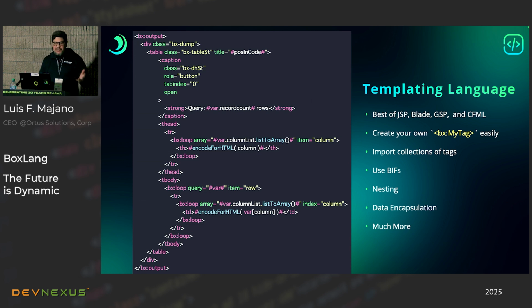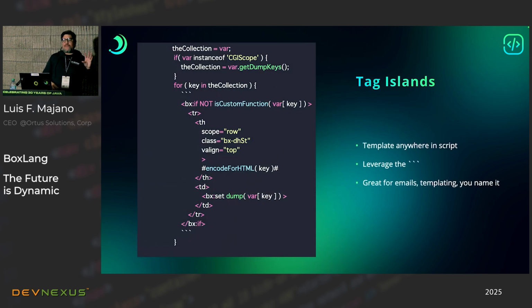You can import collections of tags, for example. You can use headless functions. You can do nesting and data encapsulation. The idea is to make you productive when you're building UIs with a nice templating language. And if you just wanted to use the templating language in a Java application, you can very easily.